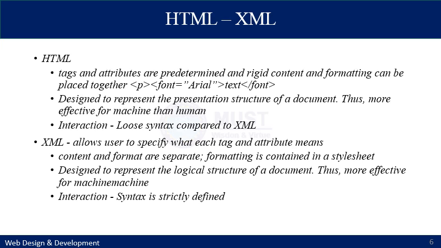These HTML tags are designed to represent the presentation structure of a document, thus more effective for machine than human. HTML tags provide interaction, loose syntax as compared to XML. On the other hand, XML allows users to specify what each tag and attribute means. Content and the format are separate. Formatting is contained in a style sheet. XML is designed to represent the logical structure of a document, therefore more effective for machine to machine. Interaction syntax is strictly defined.